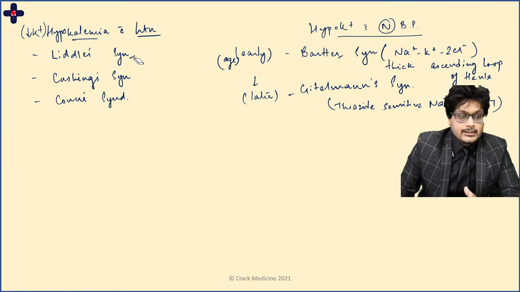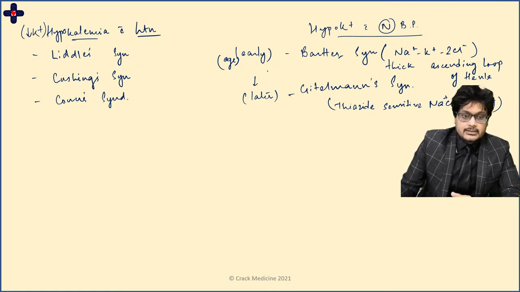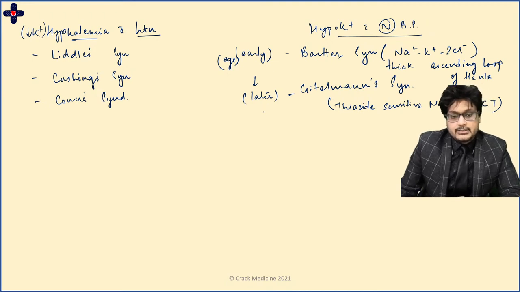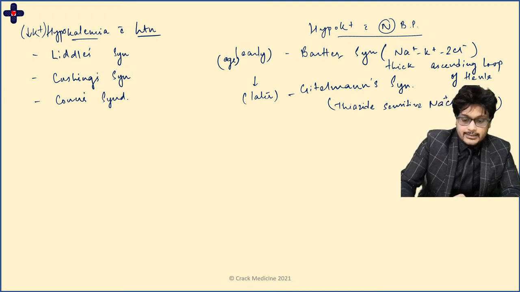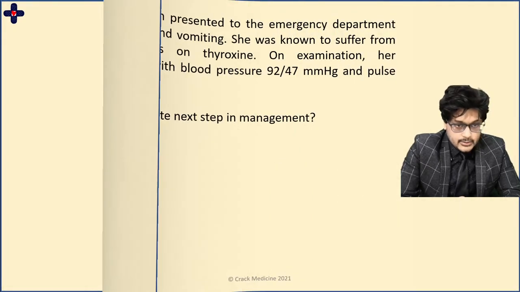Hypertension, it's quite clear, it's Liddle. The patient is normotensive, then you have either Barter or Gitelman's. If the patient is very young, it's Barter. If the patient is a little older, Gitelman's. All right, great. Let's go ahead.